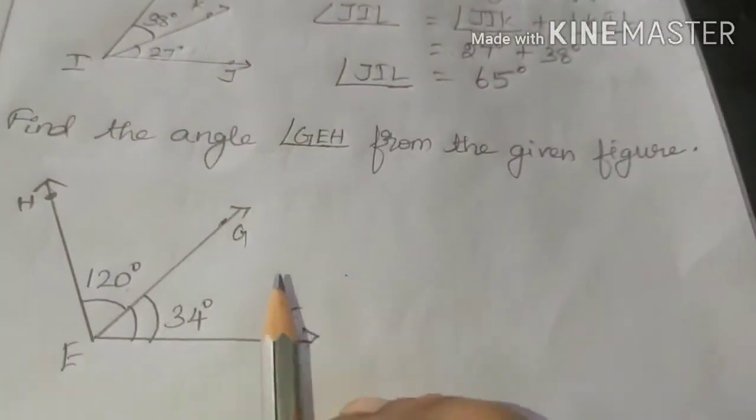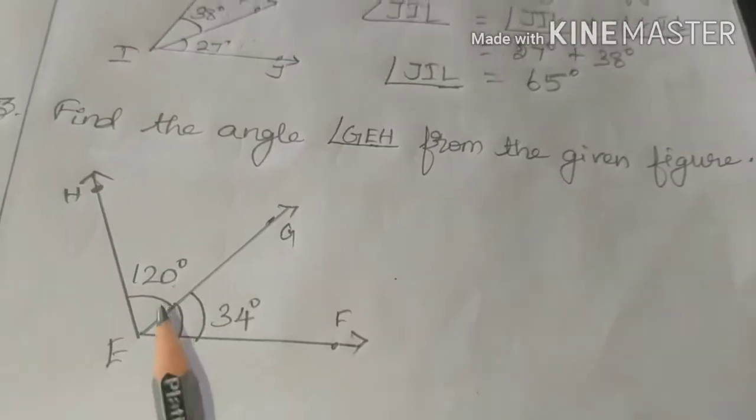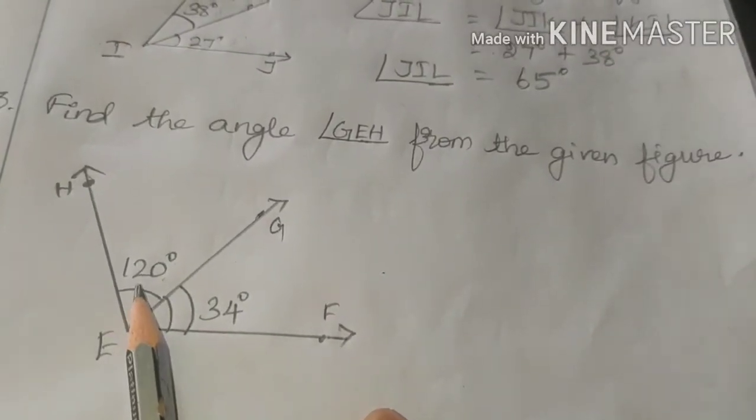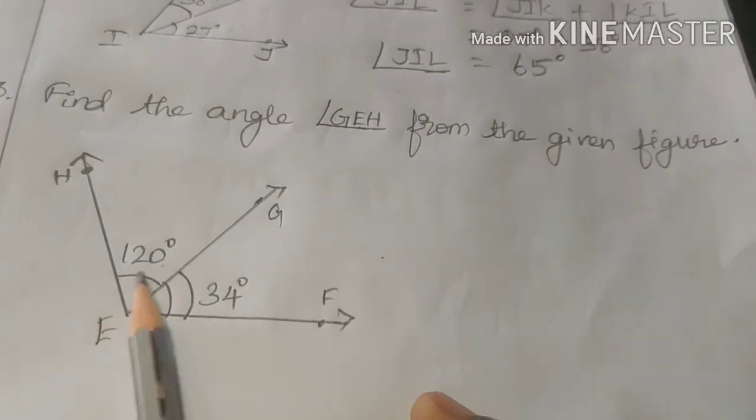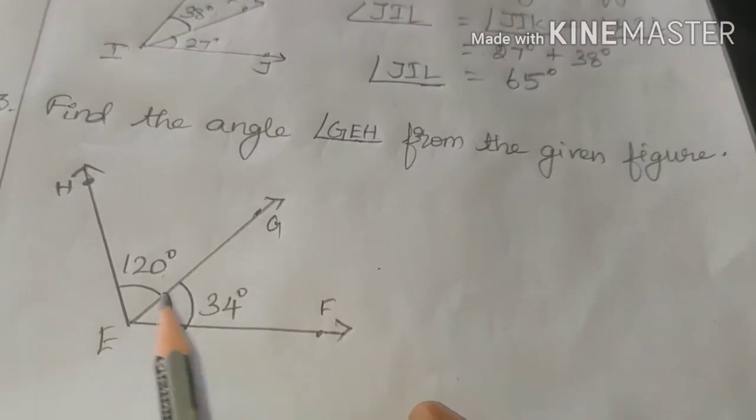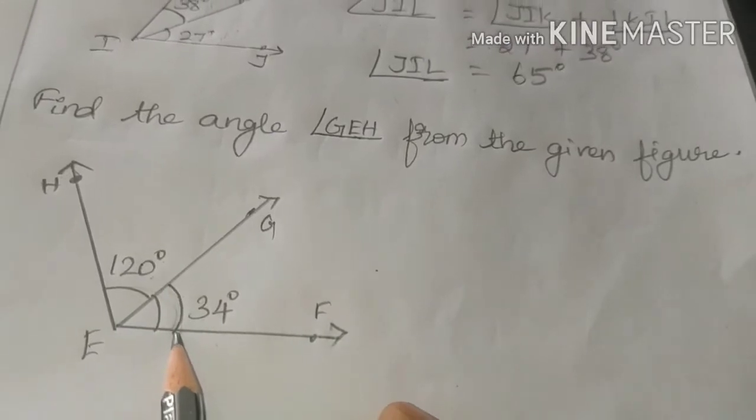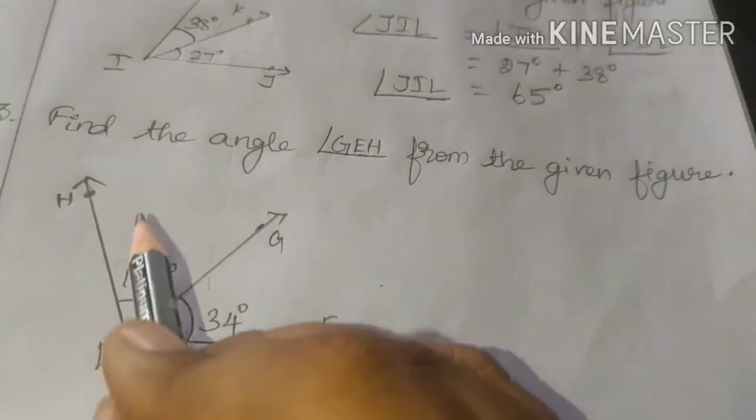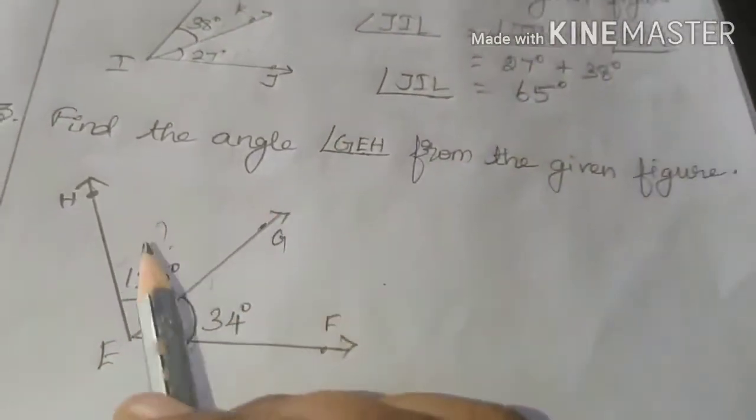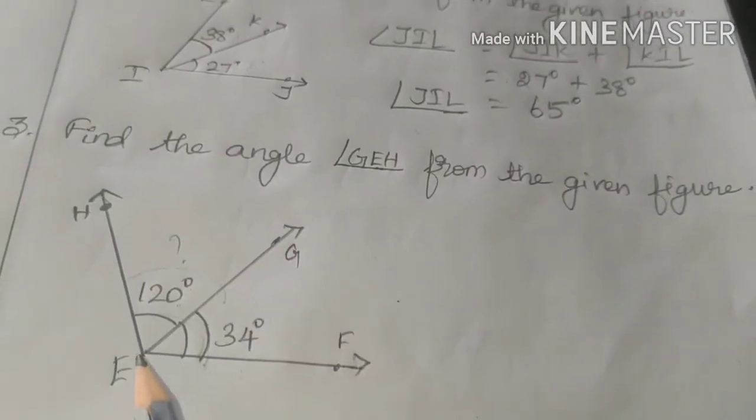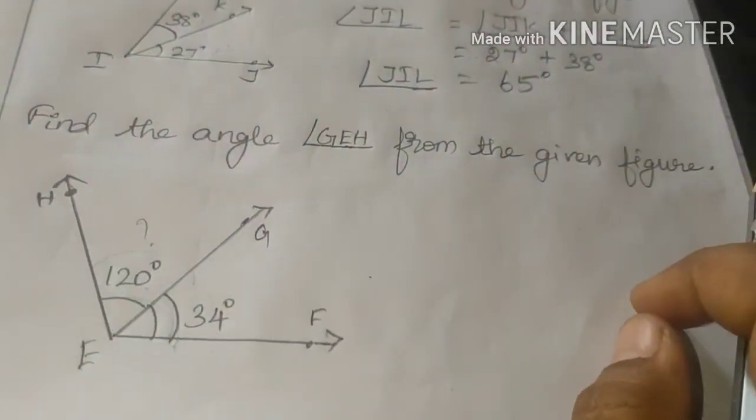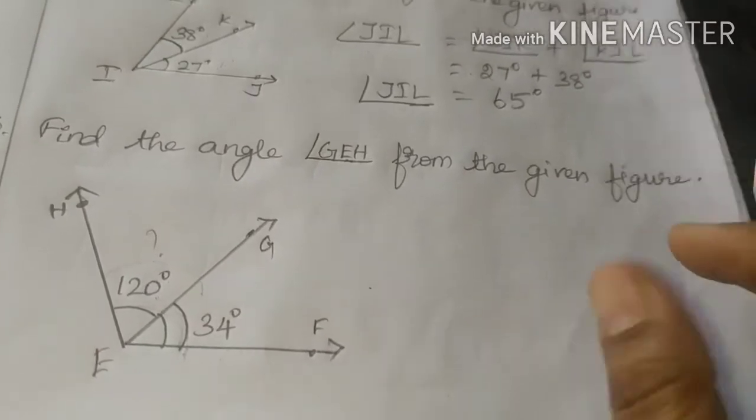Okay, so next is find the angle. This is also done in the example. So they have given one big angle and one small angle. We have to find the angle in between. So this full angle is 120 degrees, and in this, this small one is 34 degrees. So from ear to ear, how much are they asking? GEH is how much they are asking.